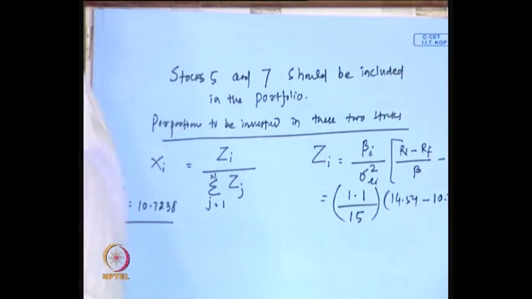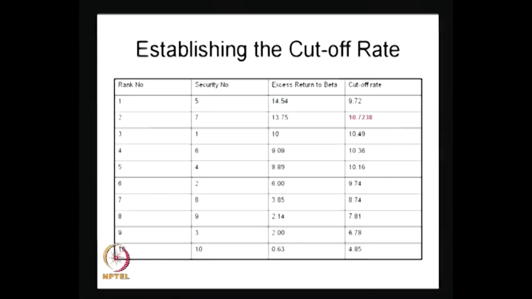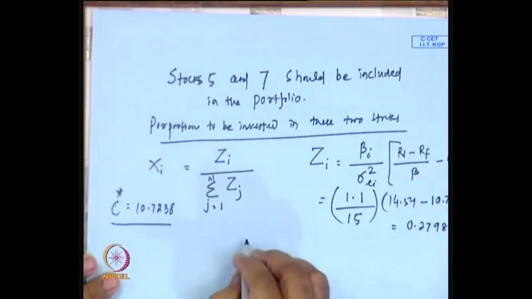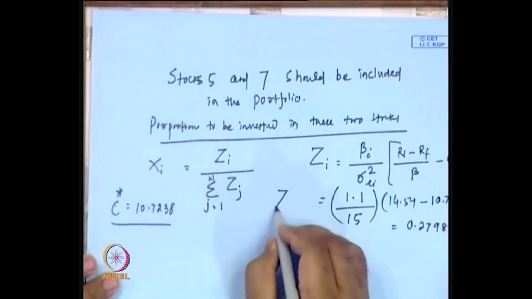These are the different cutoff rates: 9.72, 10.7238, 10.49, 10.36 and so on. But this is the rate at which the cutoff rate will be maximum, so we call it the optimal cutoff rate. After that, we observed that the cutoff rate is always more than the excess return to beta ratio. That is why we have taken it this way and calculated 0.2798. So that is your Z5.